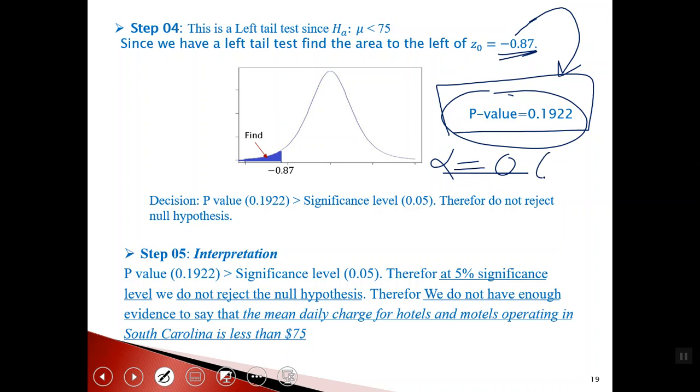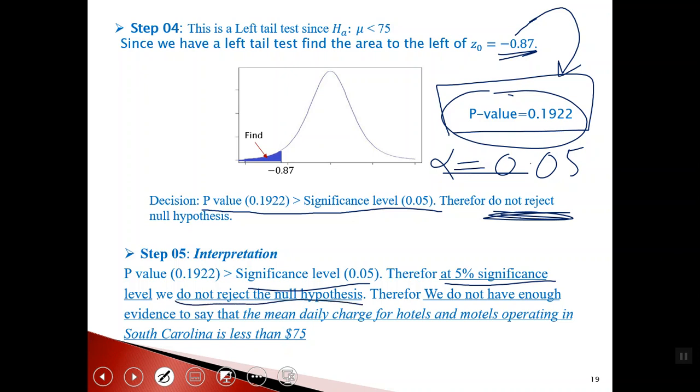Do you remember this alpha value? It is 0.05. So you can compare. Your p value is greater than your alpha value, right? Since the p value is greater than alpha, do not reject your null hypothesis. Same as before, you can interpret: p value greater than significance level alpha. Therefore, at the 5% significance level, we do not reject the null hypothesis, and we do not have enough evidence to say that your claim holds.